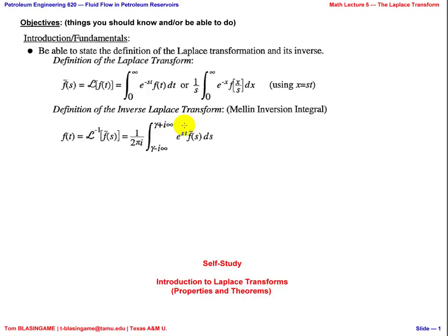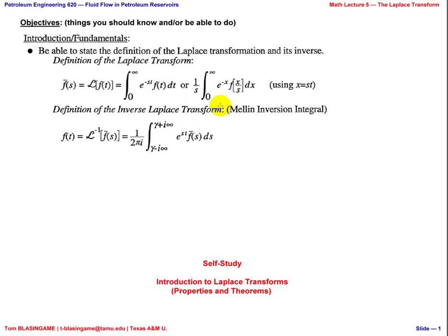So Dr. Blasingame has a joke to start this, so I think I have to tell it on his behalf. Otherwise, you cannot say that you took 620. So he always says that the Laplace transform is like marriage, that it is easy to go in, but almost impossible to go back. So yeah, now you can say that you took classes with him.